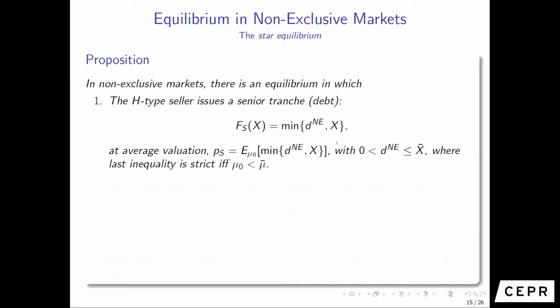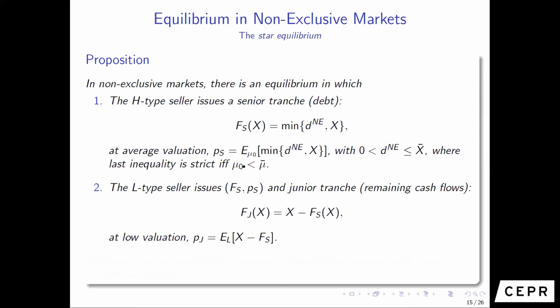The second result is that in non-exclusive markets, there always exists an equilibrium, like the one I'm going to describe now, which we call the star equilibrium. This is an equilibrium in which the high type seller issues a debt contract, which now we call a senior tranche, okay? Again, it's a standard debt contract, but it issues this at average valuation, okay? And we'll see why. This debt level is definitely positive, so there's always trade, and it could be equity if average quality is sufficiently high. So it could be that you sell everything in this equilibrium at average quality.